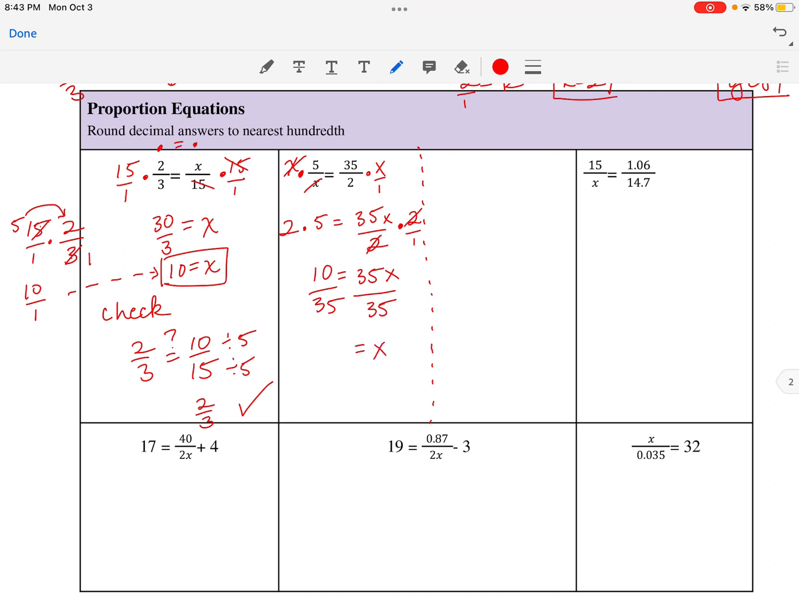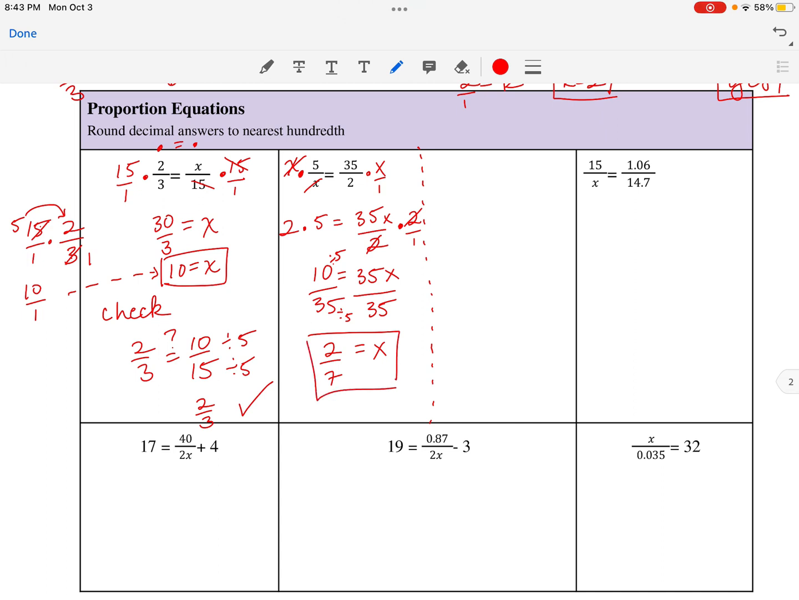So I get x equals 10 divided by 35, which I could simplify. Let's see, they're both divisible by 5. 10 divided by 5 is 2. 35 divided by 5 is 7. So x equals 2/7.